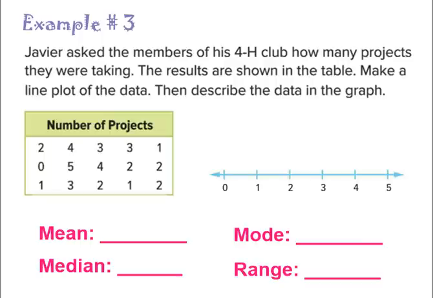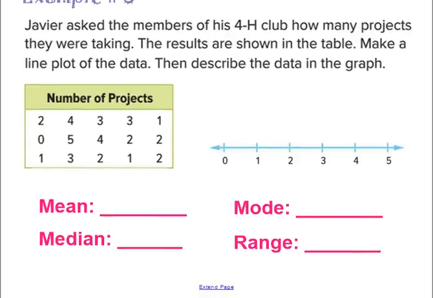All right, example 3. Javier asked the members of his 4-H club how many projects they were taking. The results are shown in the table. Make a line plot of the data, then describe the data in the graph. So the first thing we're going to do is put it on the line plot here.